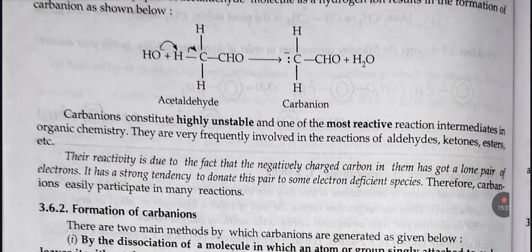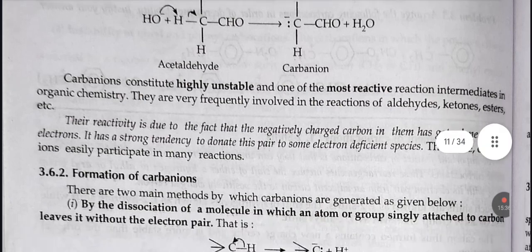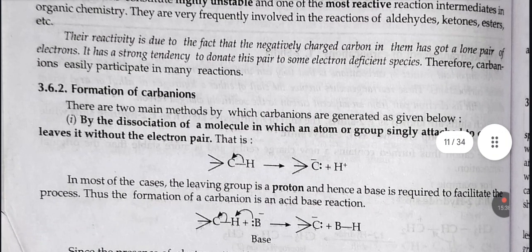Carbanions constitute highly unstable and some of the more reactive reaction intermediates in organic chemistry. They are more frequently involved in the reactions of aldehydes, ketones, esters, etc. Their reactivity is due to the fact that the negatively charged carbon in them has a lone pair of electrons. It has a strong tendency to donate this pair to some electron deficient species. Therefore, carbanions easily participate in many reactions.